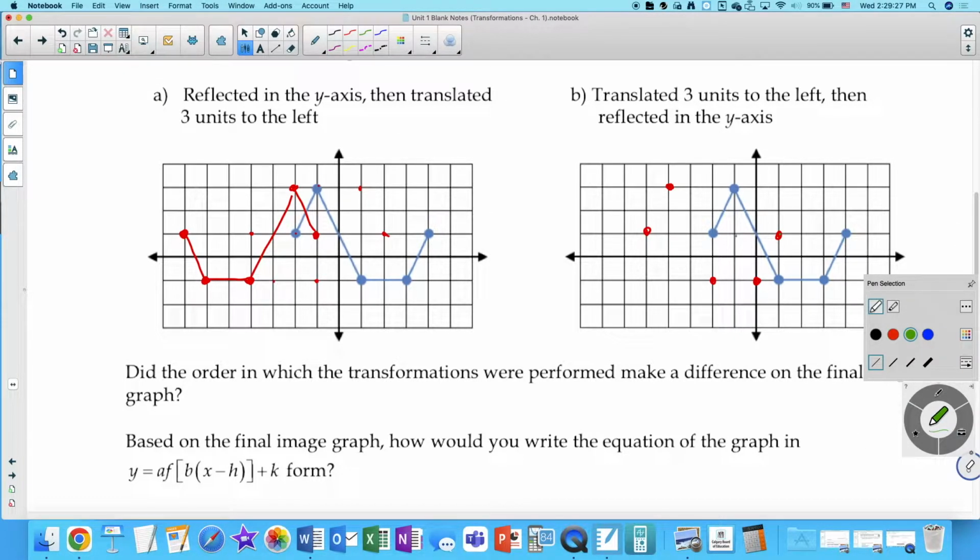So this point will move here. This point is on the axis, so it's going to stay as an invariant point. This point will go here. This point is 4 away from the axis, so it's got to be 4 away from the axis on the other side. This one is 5 away, so it'll go there. And I think that's it.